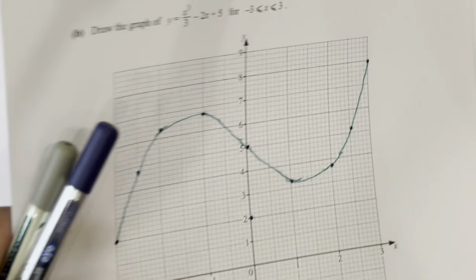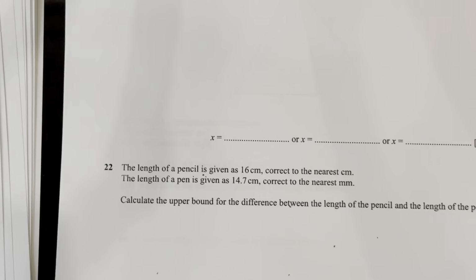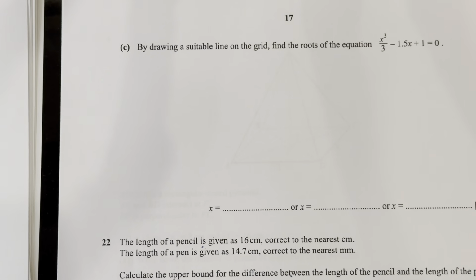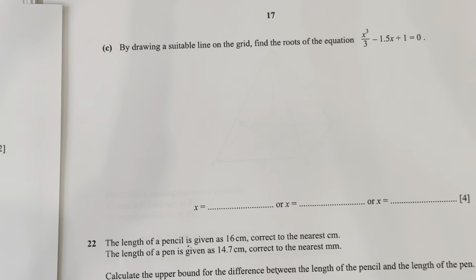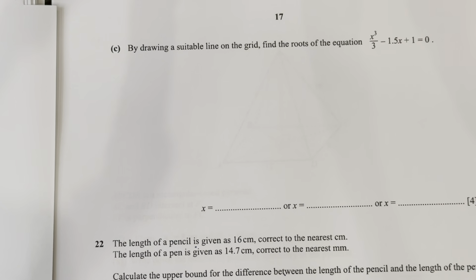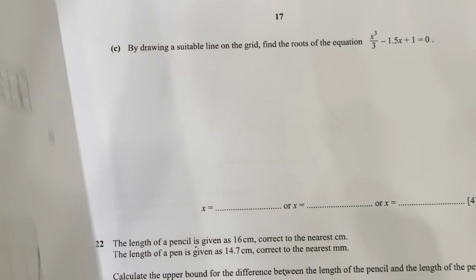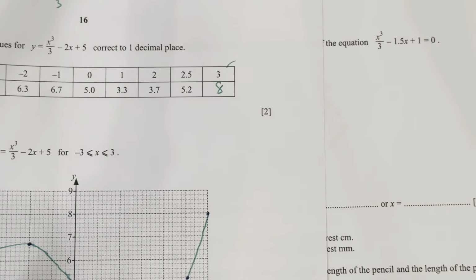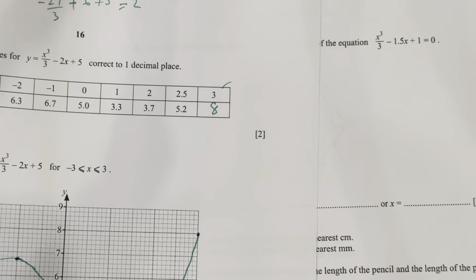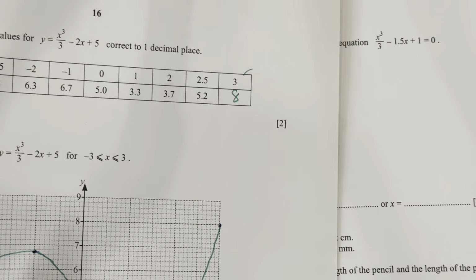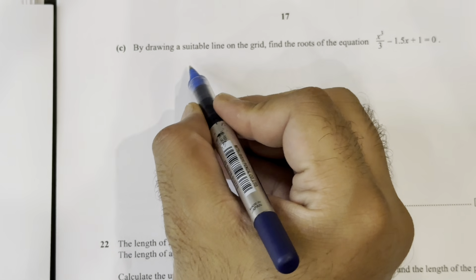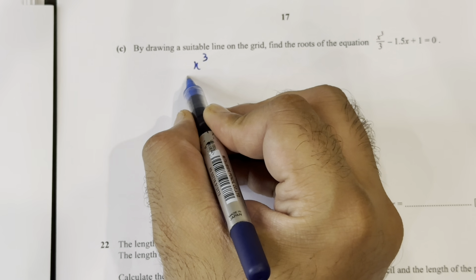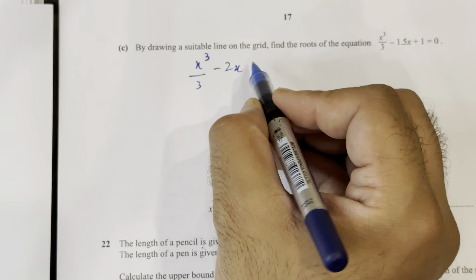Now we will move to the next part. By drawing a suitable line, find the roots of the following equation: x cube over 3 minus 1.5x plus 1 equal to 0. We know that this equation looks similar to the earlier equation. So we're going to compare these equations to find the value of y, which we need to plot in this graph. First we write the equation that was given, x cube by 3 minus 2x plus 5.